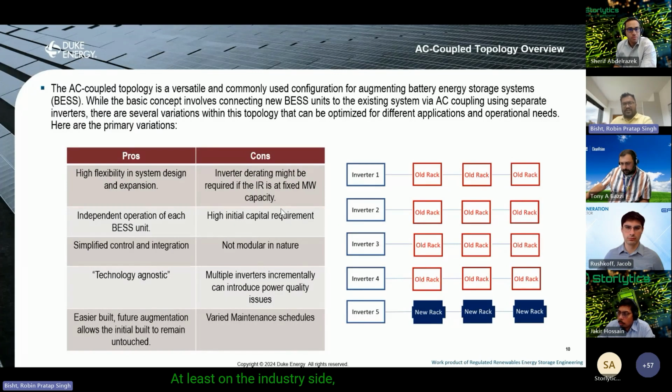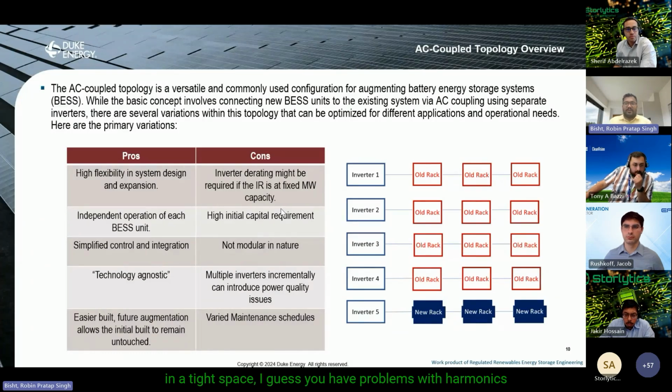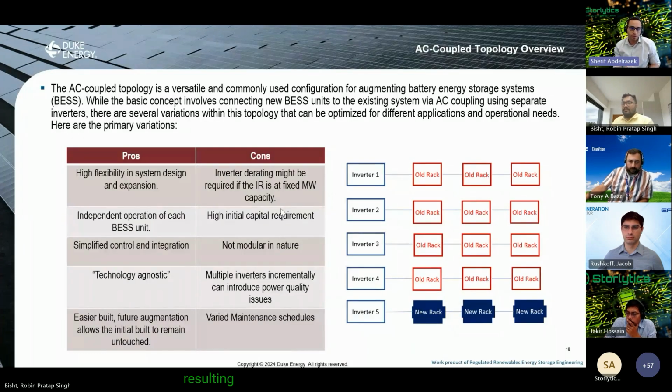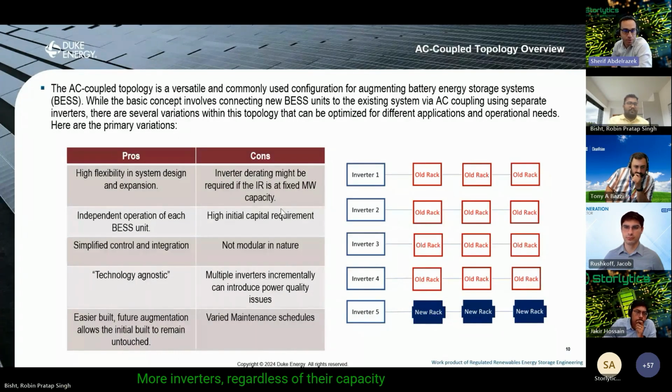Again, at least on the industry side. I think on the academia side, there is a bunch of literature available that when you increase the amount of power inverters in a tight space, you have problems with harmonics because of the series and parallel resonance in the system. So as it relates to this topic, are you talking about the risk of higher harmonics or harmonic resonance resulting from the use of smaller string inverter units, or in general for AC augmentation as you add more inverters, regardless of their unit capacity?